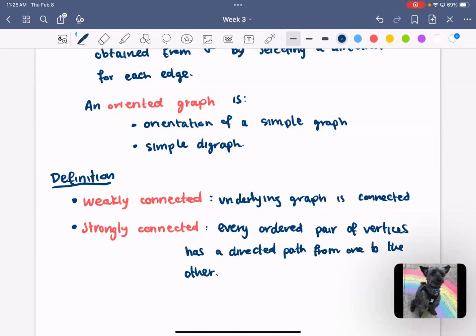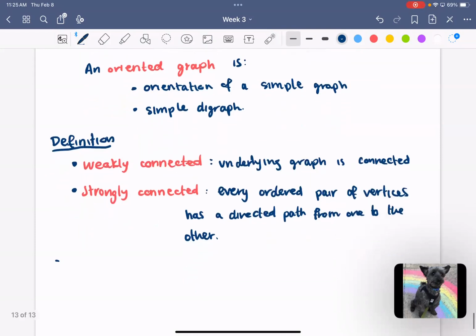Okay, so we'll do some examples now because I think the differences here are a little bit subtle. So let's do just a first example: the graph with a single directed edge. Is this weakly connected, strongly connected, or both?